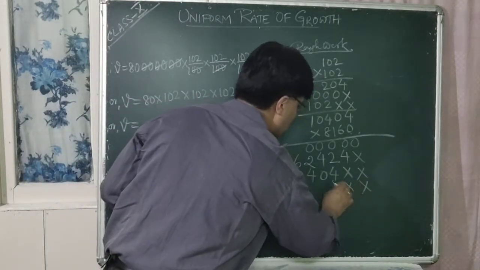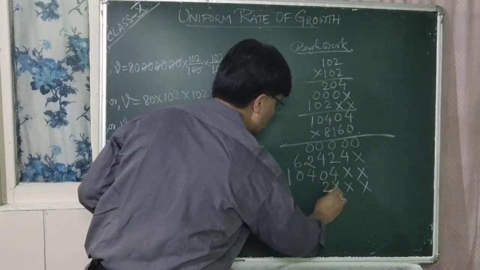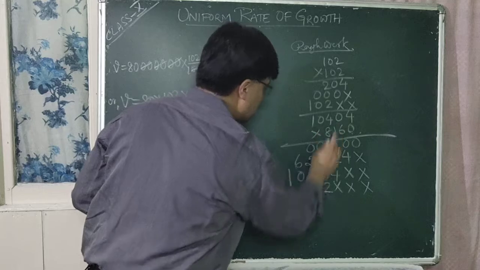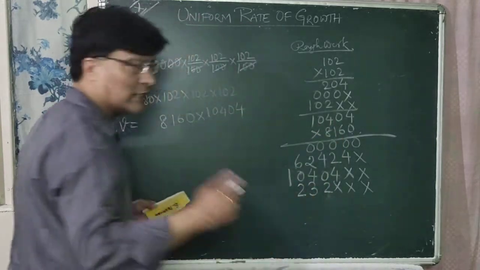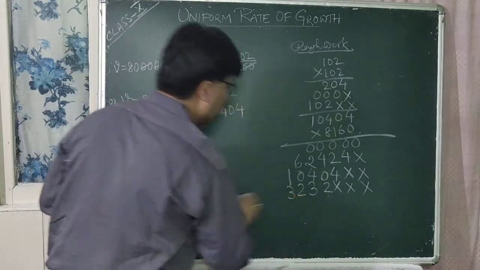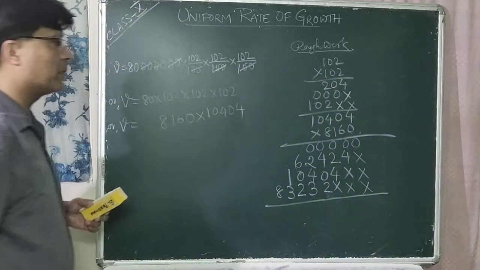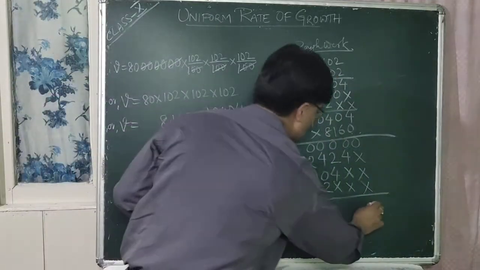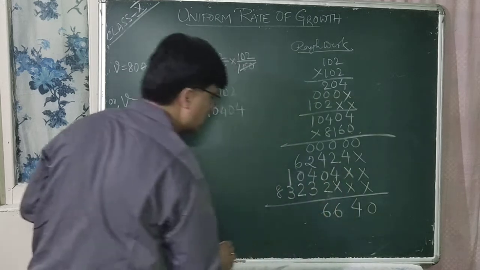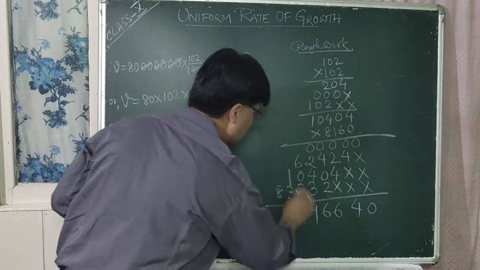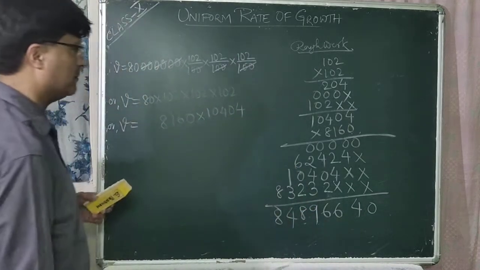Again, 3 crosses are there. Now you have to multiply by 8. 8 4s are 32, 2, 3. 8 zeros are 0 plus 3, 3. Again, 8 4s are 32, 2. Then 3. 8 zeros are 0 plus 3 is 3. Right? Then 8 1s are 8. Is that clear? Now you can add them. 0, 4, 4 plus 2, 6, 4 plus 2, 6, 4 plus 2, 6 plus 3, 9, 6 plus 2 is 8, 3 plus 1, 4, then this is 8.